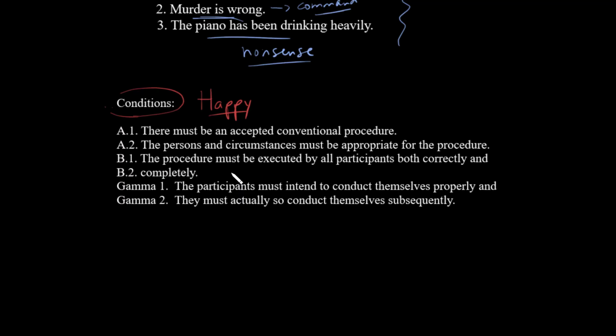So first of all, we have A1 and A2, and this has to do with making sure that we follow the accepted conventional procedure. If I'm going to baptize somebody, as an action, there has to be a procedure for this. I have to have a baptismal font, perhaps. I've got to have a baby. I probably have to be a minister or a priest or somebody like that, right? And so the persons and circumstances and the procedure and so on, these things all have to be in place for that performance to actually take place properly.